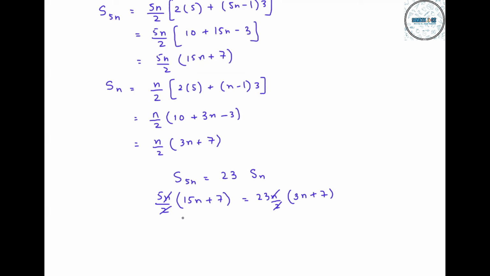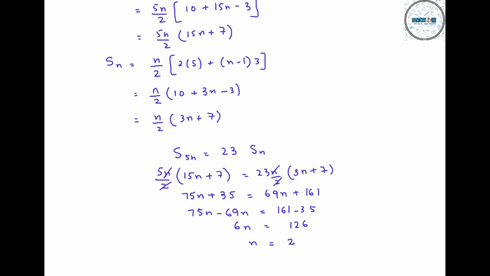So 5 multiplied by 15n is 75n plus 35 is equal to 69n plus 161. 75n minus 69n is equal to 161 minus 35. So 6n is equal to 126. n is equal to 21.